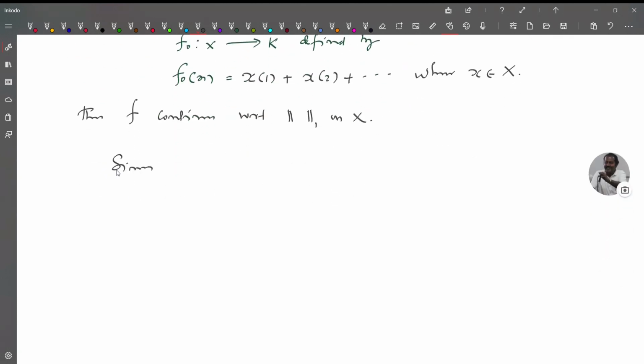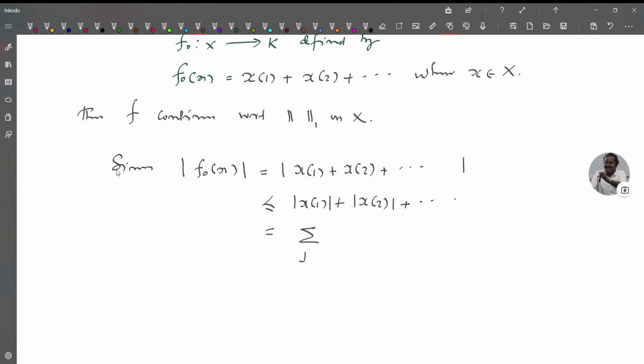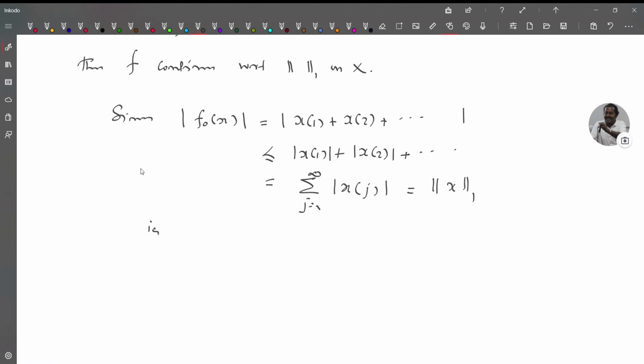since modulus of f0 of x is equal to modulus of x(1) plus x(2) plus etc. So this is less than or equal to modulus of x(1) plus modulus of x(2) plus etc. So this is equal to sigma j is equal to 1 to infinity modulus of x(j). So this is one norm of x. That is, modulus of f0 of x is less than or equal to one norm of x. Therefore f0 is continuous.